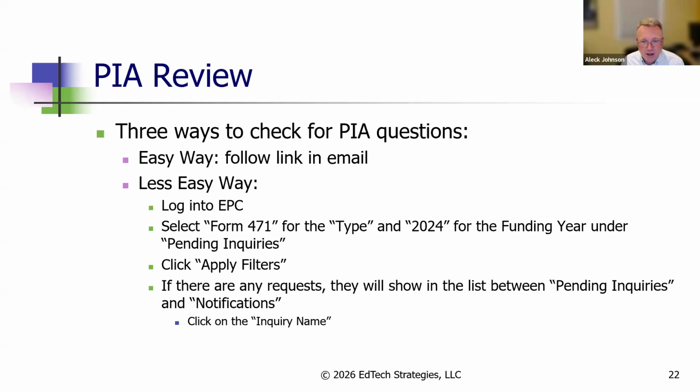My screenshot on the next slide is from 2024 because I don't have any screenshots yet for this year. But that will allow you to select the funding year as well. And then you click the Apply Filters button. Once you do that, a section will pop up underneath showing you if there are any requests under the pending inquiries section. And you can click on each one individually to open it.